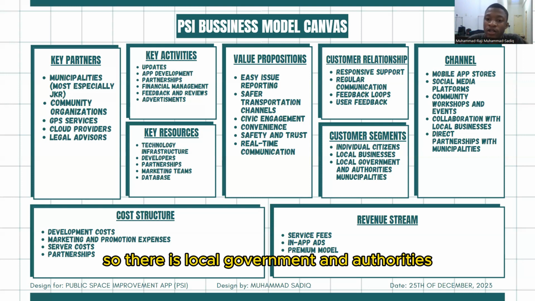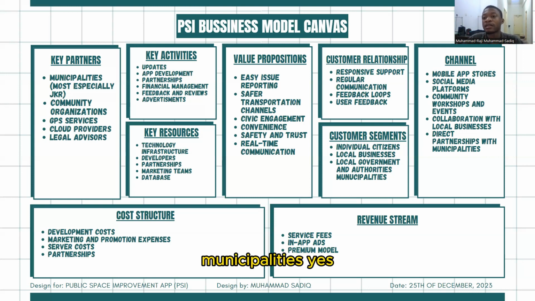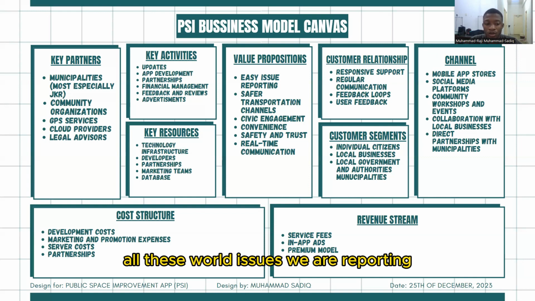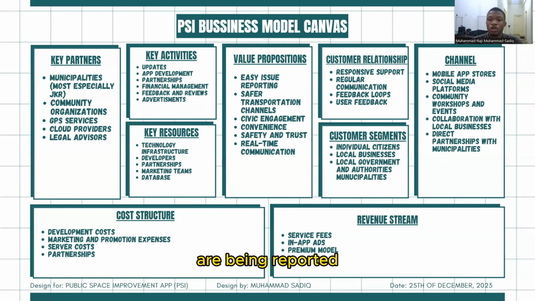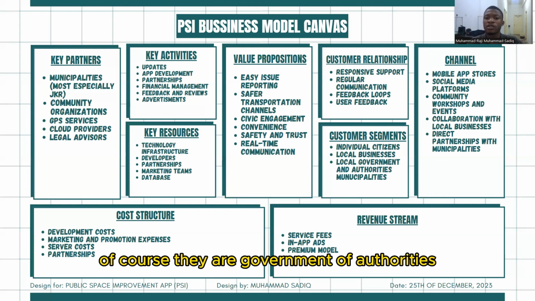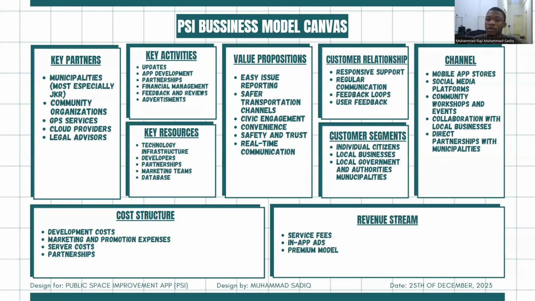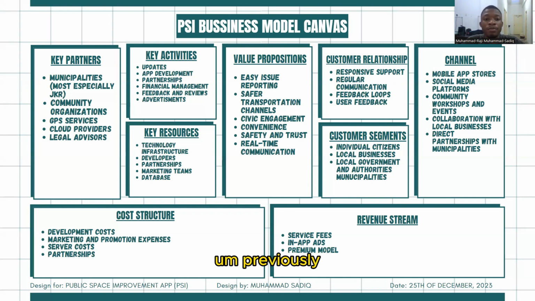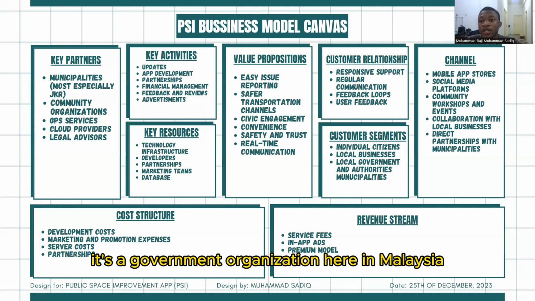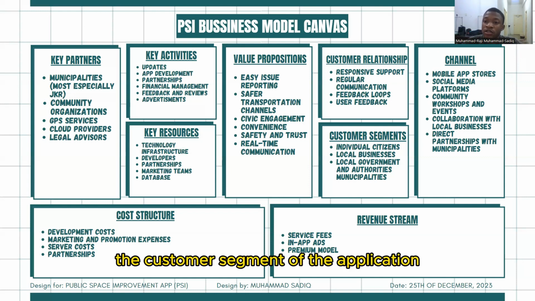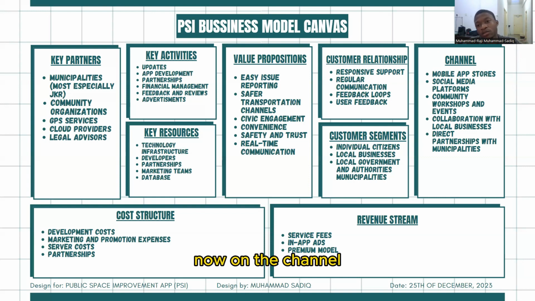So third is local government and authorities, municipalities. Yes, because all these road issues we are reporting are being reported to the specific bodies that are responsible. And who are they? Of course, they are government authorities and municipalities. An example is JKR, which I mentioned previously. It's a government organization here in Malaysia. So that's the customer segment of the application. Now to the channel.